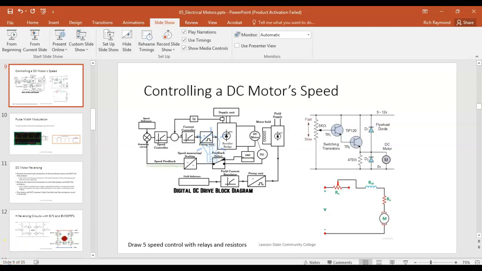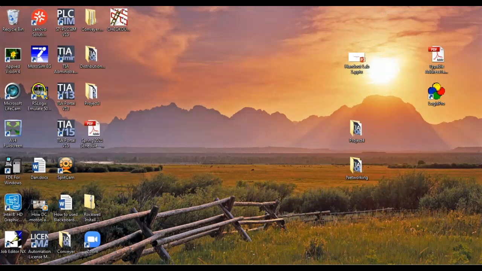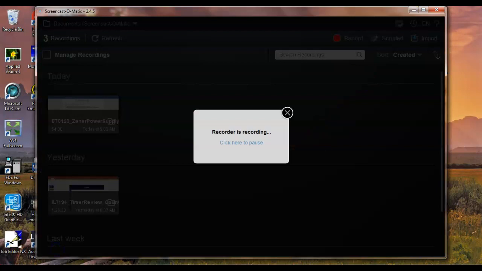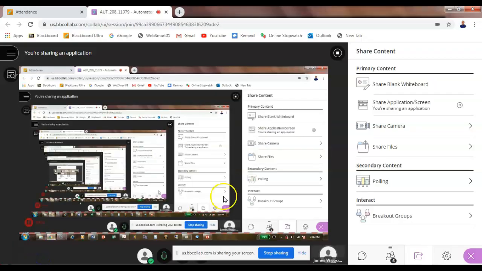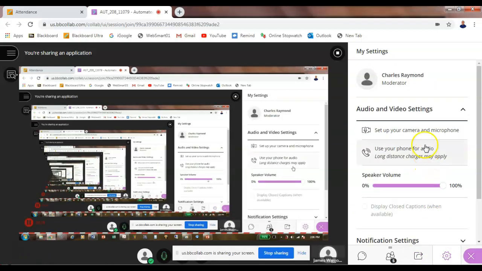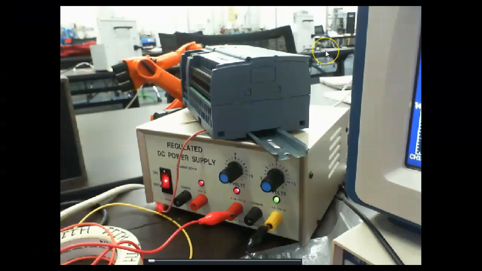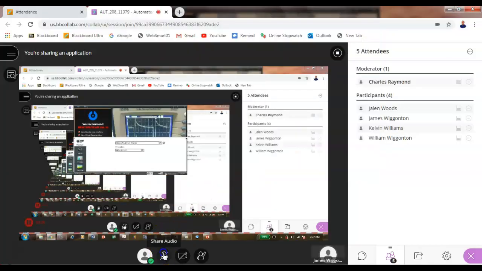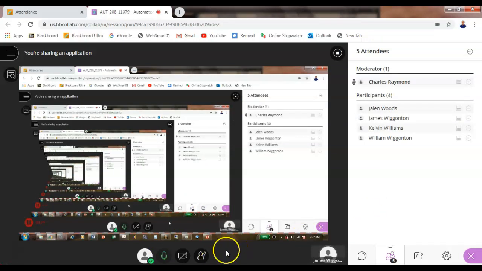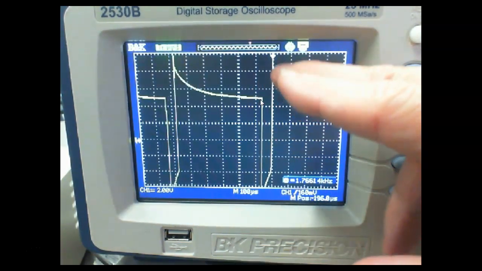Let's see if my camera will work on my computer. I don't know why it's shifting. Hey, Rich, we can't hear you. Okay. Can you hear me now? Yes. Okay, good. Bring the camera back up. So, like I was saying, I don't know why this is shifting. The motor's doing this noise right here.